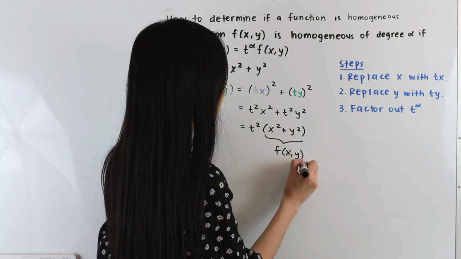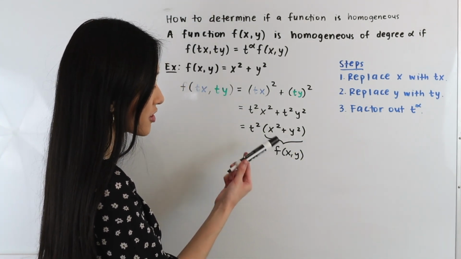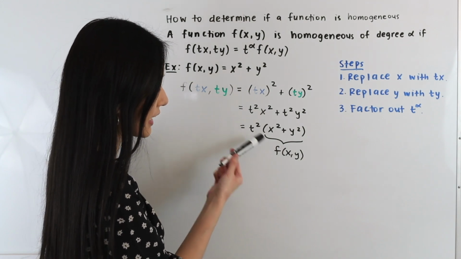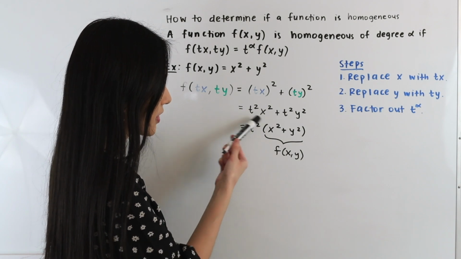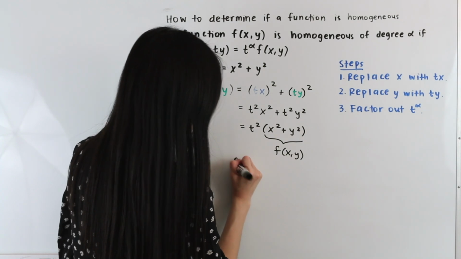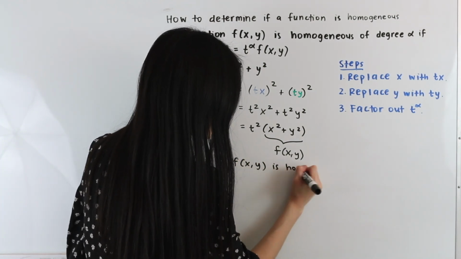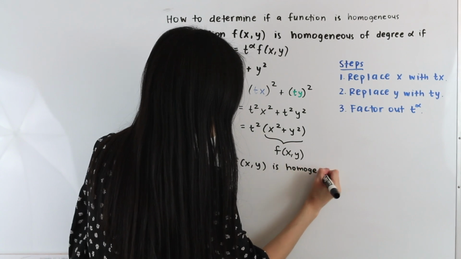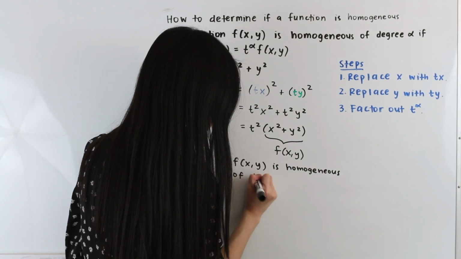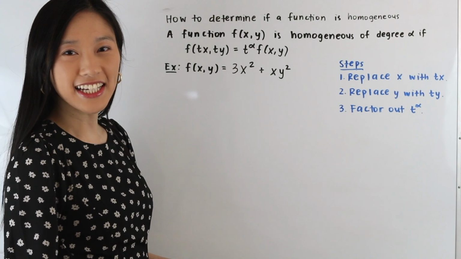So this means that after we factored out our t to the alpha term, we were able to get our original function back, which means that this function is homogeneous of degree 2 because the exponent on this t that we factored out is a 2. So this means that f of x y is homogeneous of degree 2.